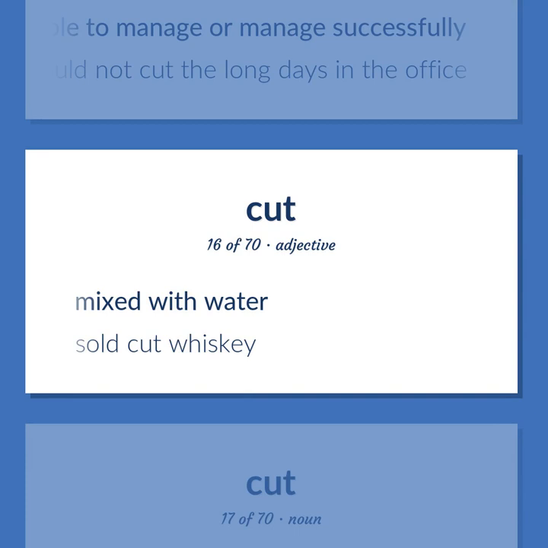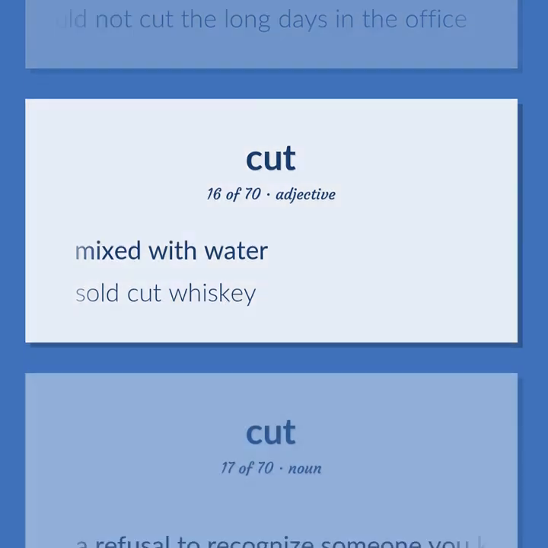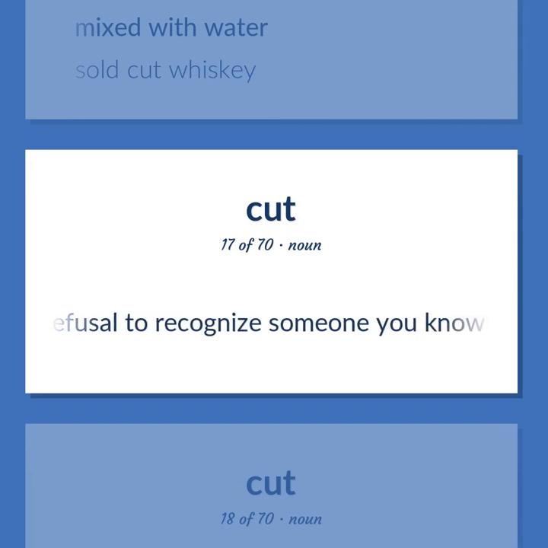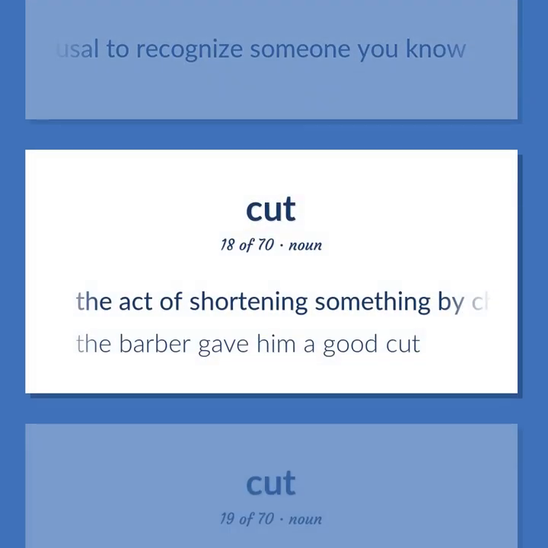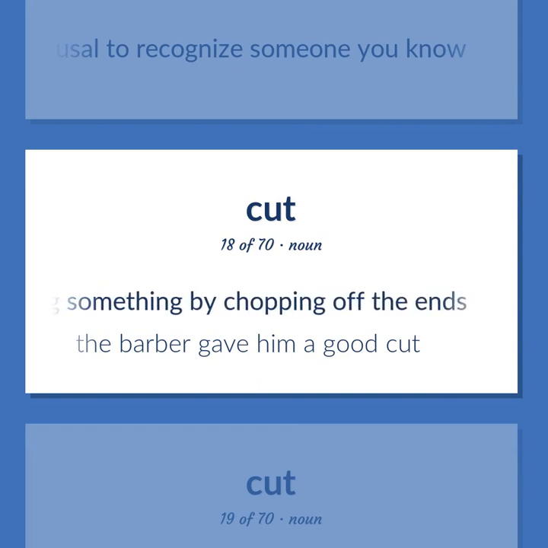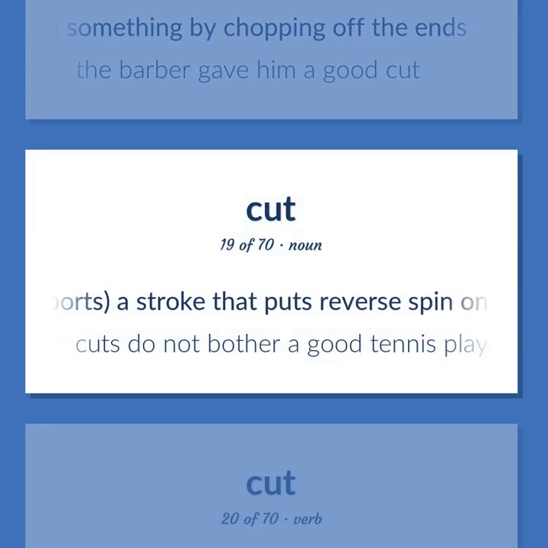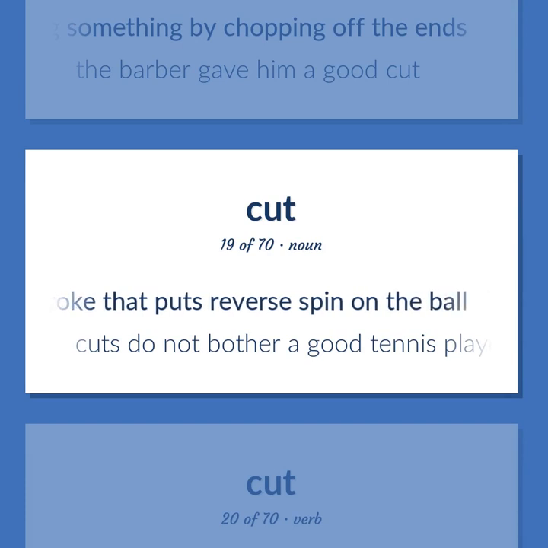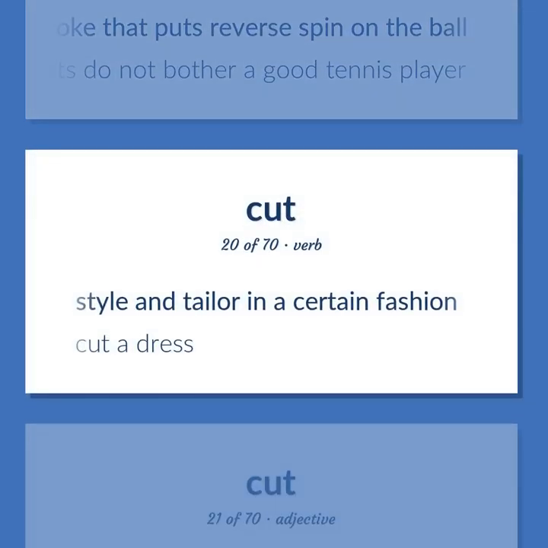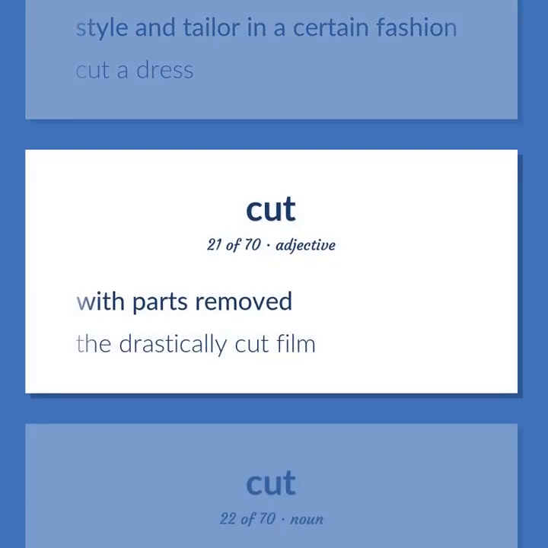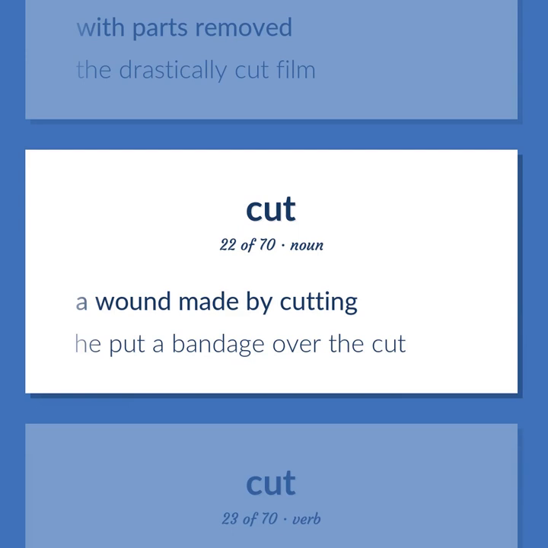Mixed with water. Sold cut whiskey. A refusal to recognize someone you know. The act of shortening something by chopping off the ends. The barber gave him a good cut. Sports. A stroke that puts reverse spin on the ball. Cuts do not bother a good tennis player. Style and tailor in a certain fashion. Cut a dress. With parts removed. The drastically cut film. A wound made by cutting. He put a bandage over the cut.